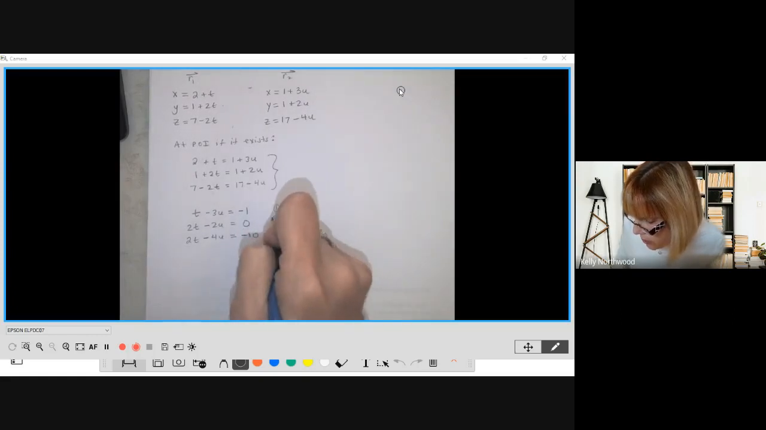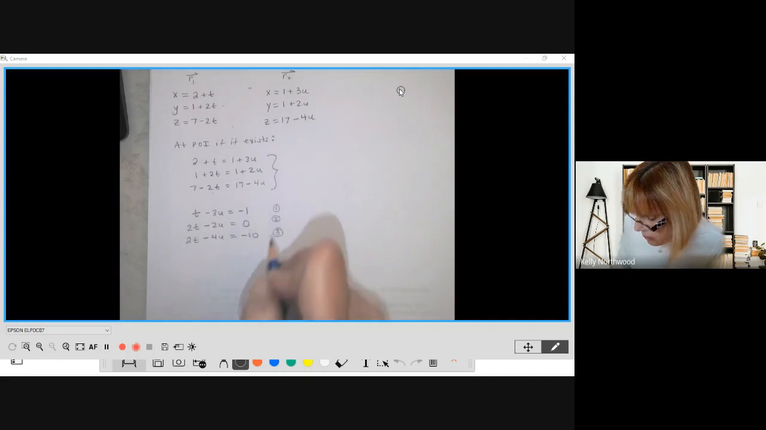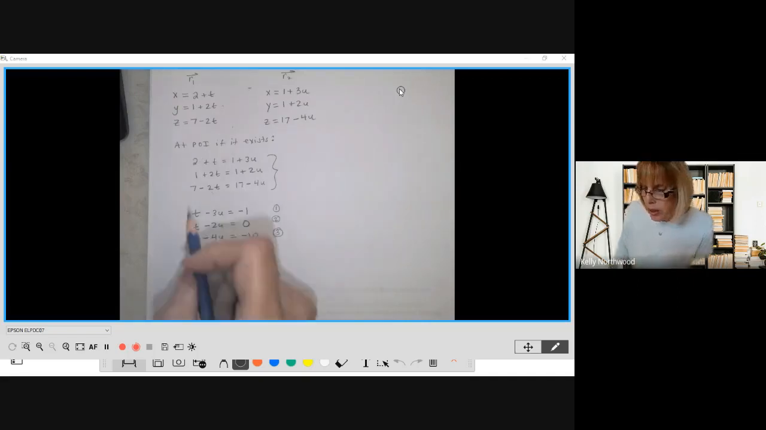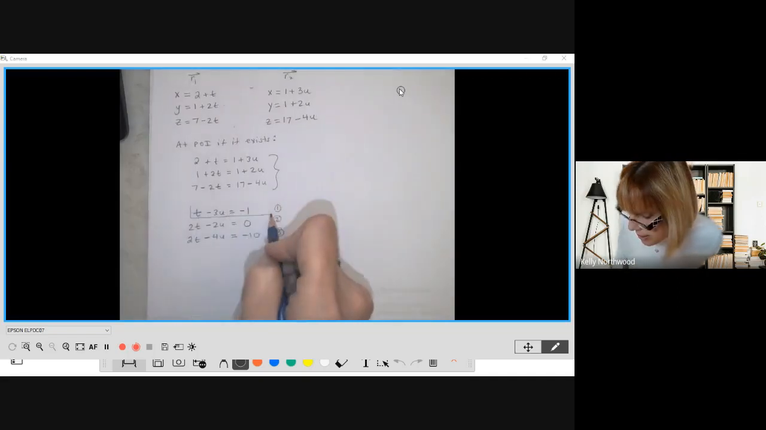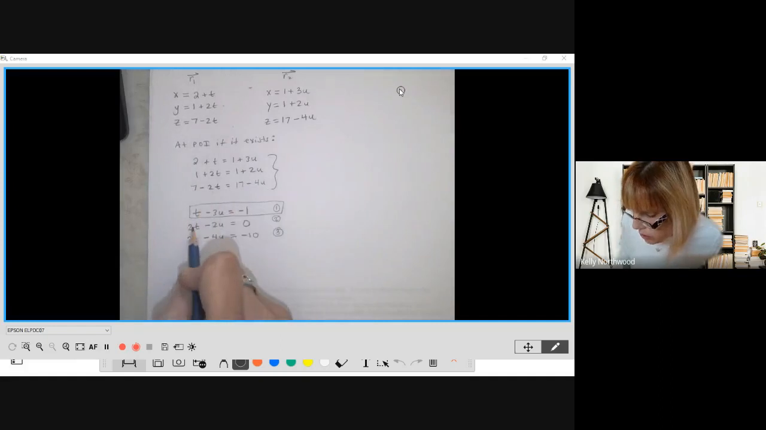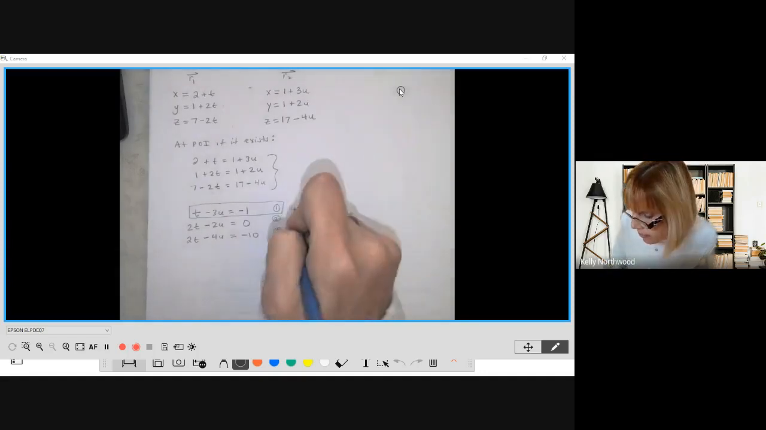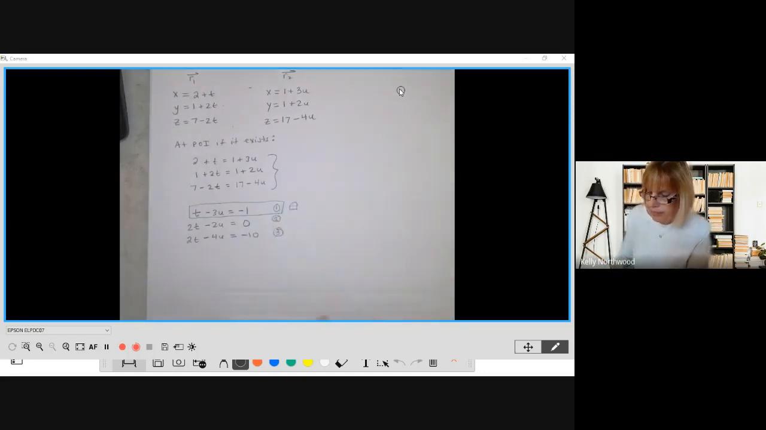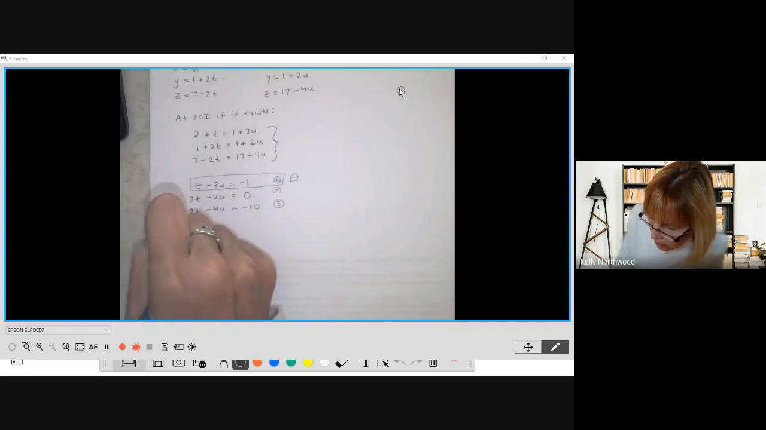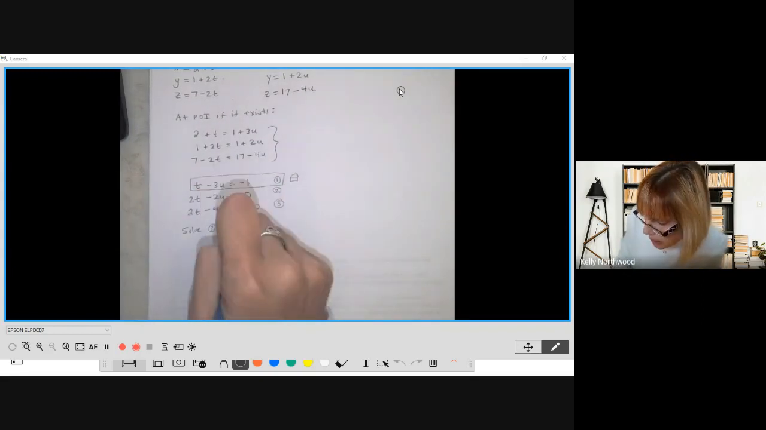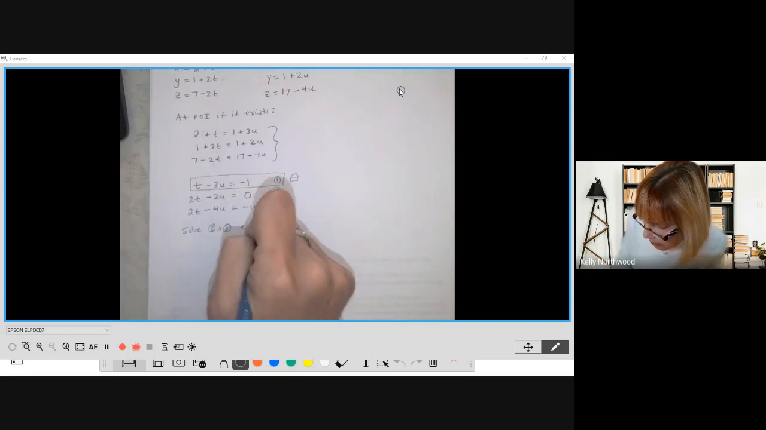Did everybody get those 3 equations? Okay, so I'm going to lock away equation 1 because I can see that equation 2 and 3 both have 2 t's in them. Does that make sense? So I wouldn't have to do any multiplying to eliminate t. So this is my locked one. So I'm going to solve 2 and 3, and I'm going to eliminate t right away.